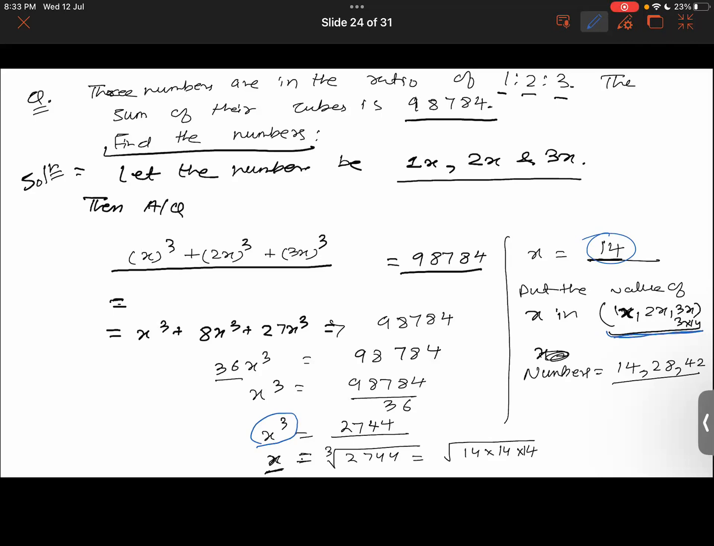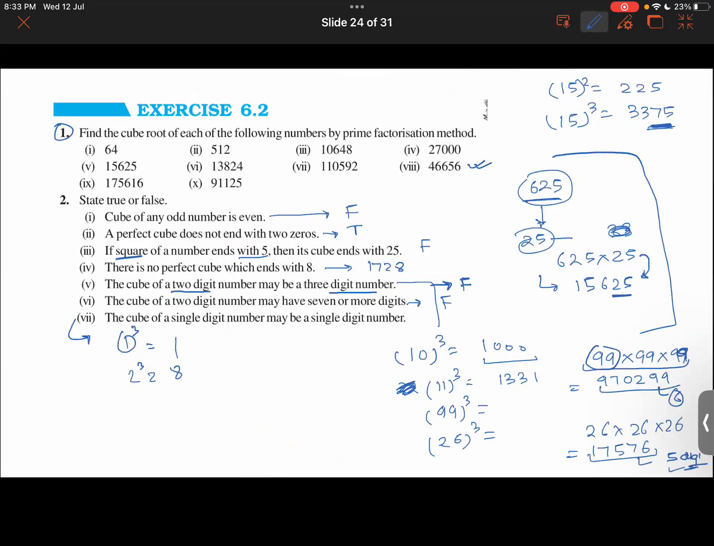Ahmed, did you get this one? Yes, sir. Arhan as well? Yes, sir. Okay, so solve exercise number 6.2, and then we will meet in the next class with a new chapter if we have maths class. All right. Okay, sir.